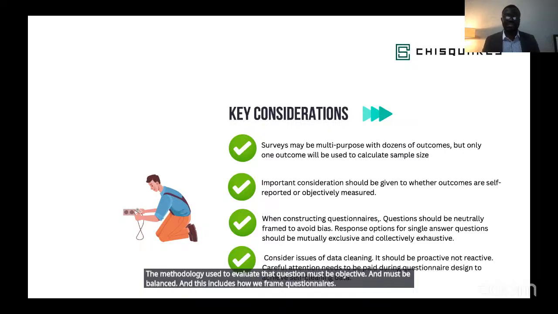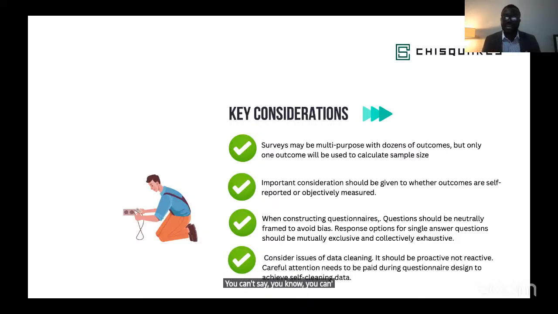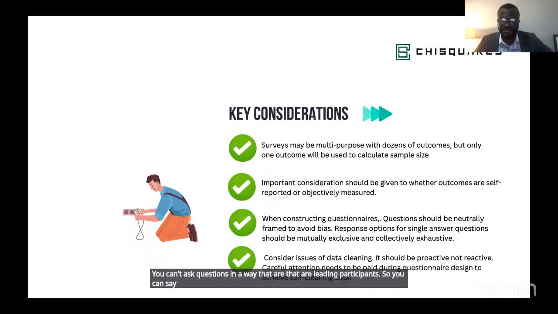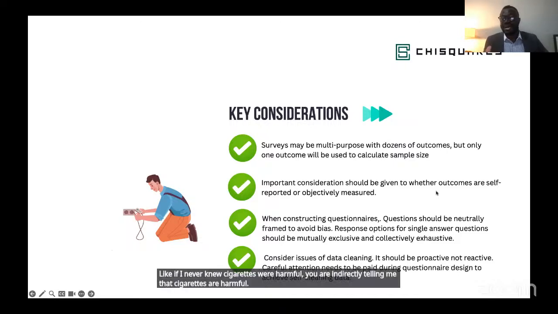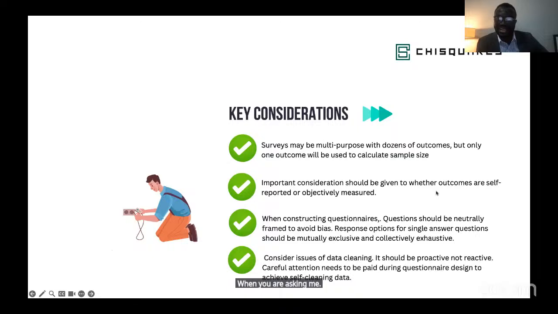You can't ask questions in a way that leads participants. So you can't say, oh, how harmful do you think cigarettes are? Well, just by asking that question, you have already injected in me the preemption to believe that cigarettes are harmful. Like, if I never knew cigarettes were harmful, you are indirectly telling me that cigarettes are harmful when you are asking me, oh, how harmful do you think they are? So it's not a question of whether they're harmful, it's just now how harmful they are. You can't ask questions that way in research because we call them leading questions.